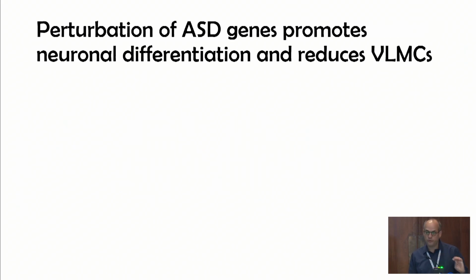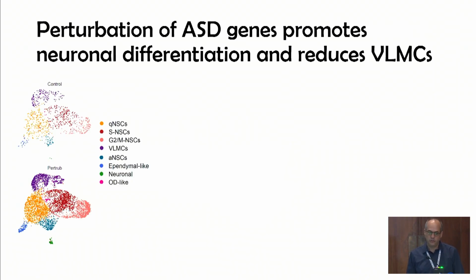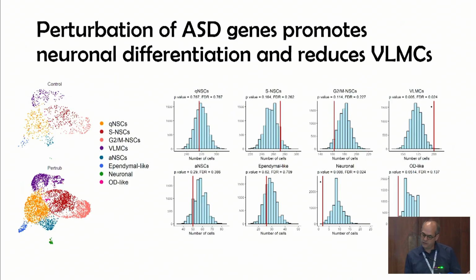And so what we did was to use randomization, downsampling, to compare the perturbed cells with the control cells, because we have much less control cells. And this shows that the perturbation in general of autism genes promotes differentiation to neurons but reduces the VLMCs. And this is just the result showing this significant effect for both cell types.